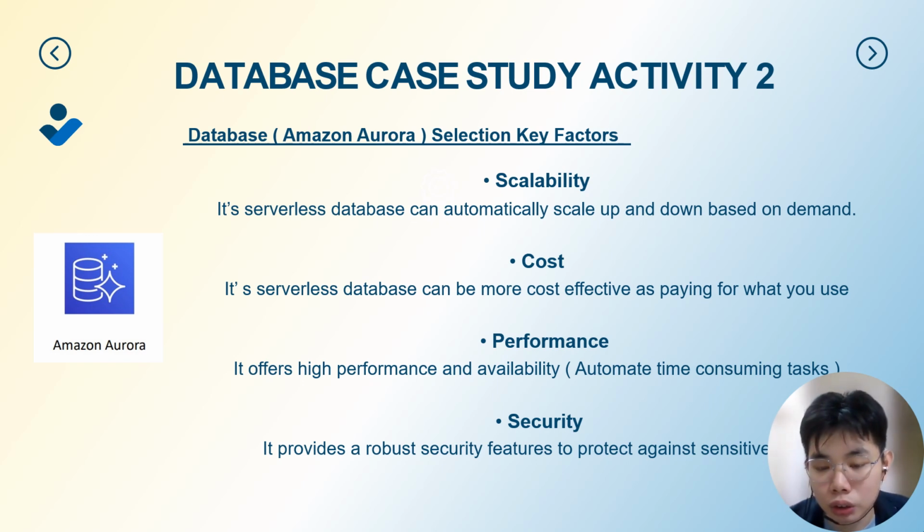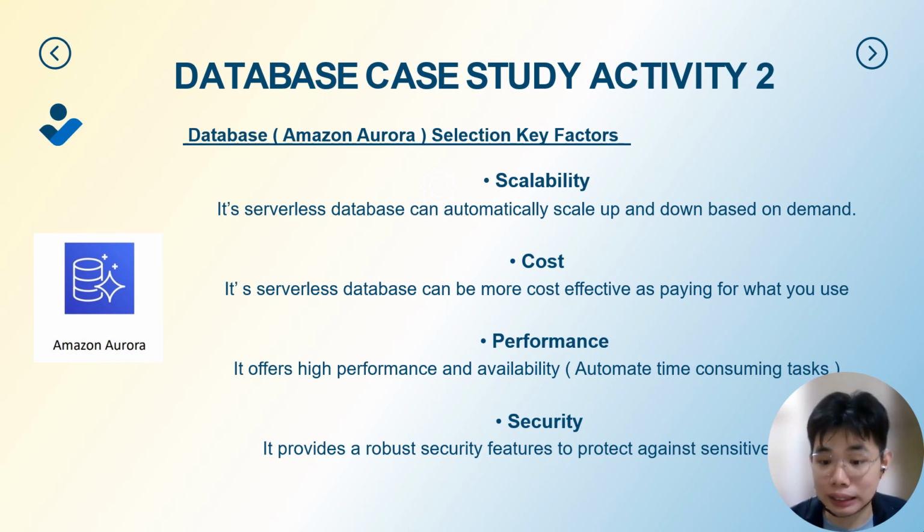Okay, last but not least is security. I think this is a very important thing, where we need to protect user information. Amazon Aurora provides robust security features to protect against exposure of sensitive user data. So this is the key factor for why I chose Amazon Aurora for my case study.